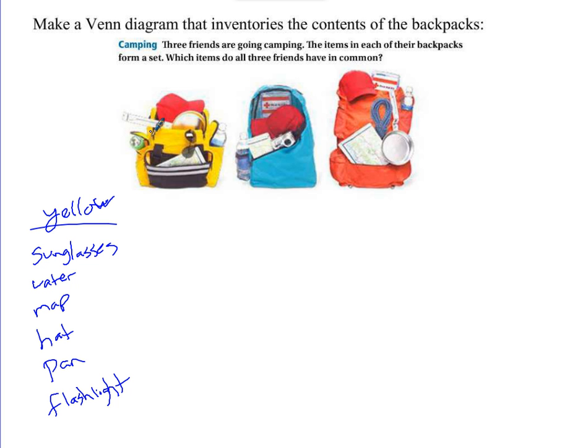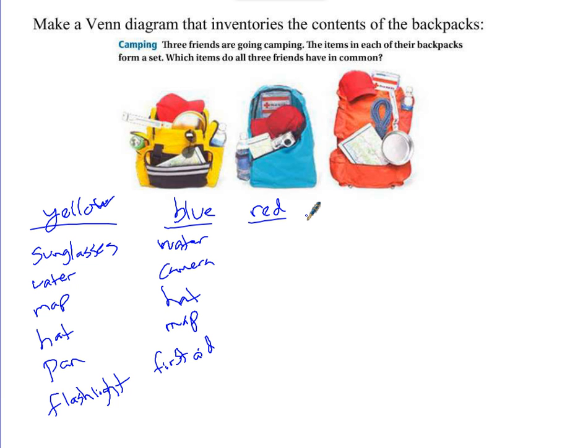Okay? So that's yellow. How about blue? Water. What else? Camera. Hat. Looks like a map. Anything else? That is a first aid kit, all the way in the back inside here. So first aid. Okay, anything else? Okay, that's it. And then the red backpack, what do we have?